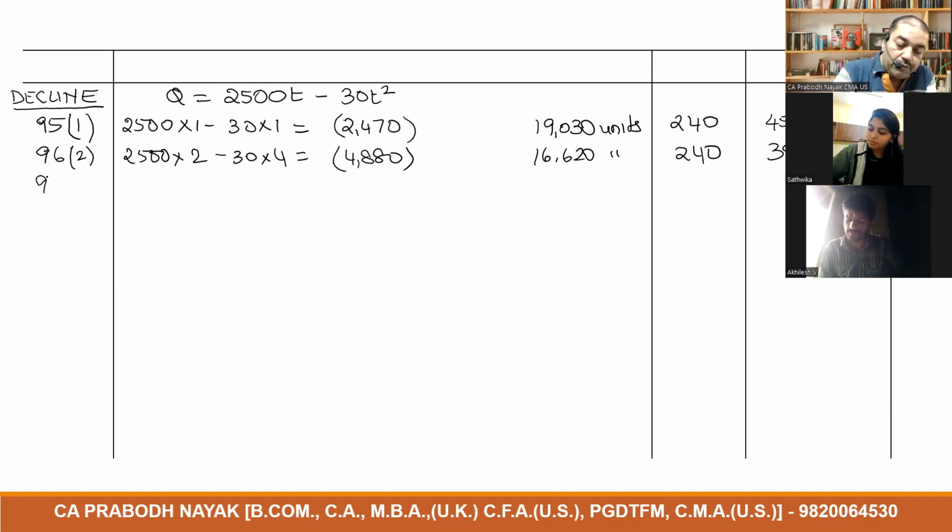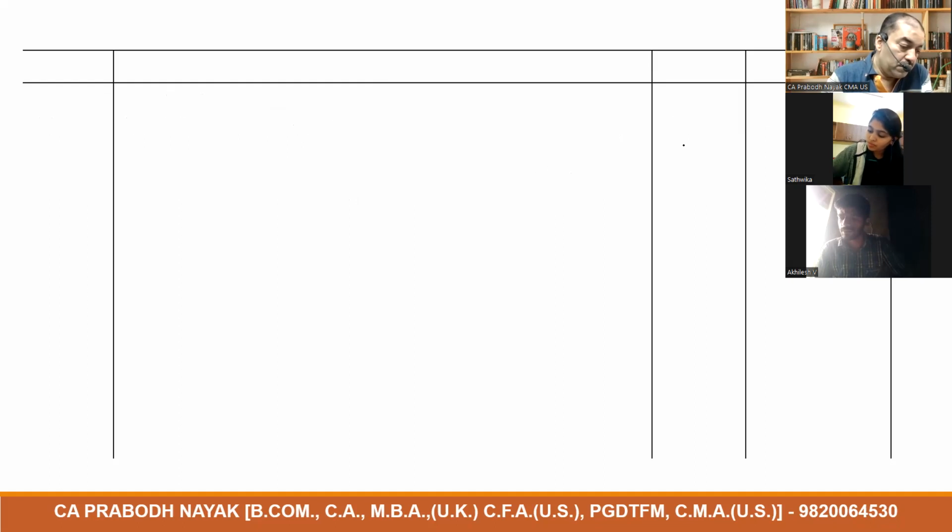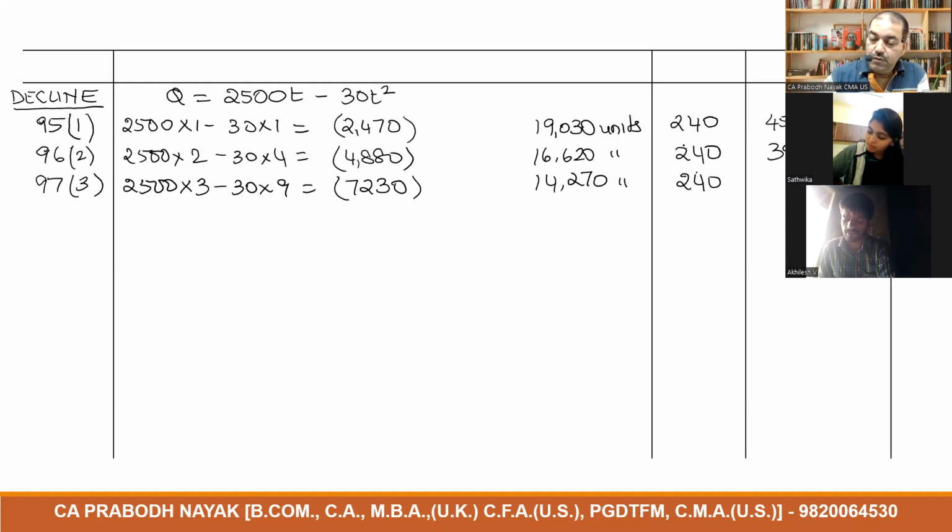Month number 97. Competitor, it is 3. 2,500 into 3 minus 30 into 9. 7,230 units. 21,500 minus 7,230 is 14,270, into 240. 34 lakhs 24,800.